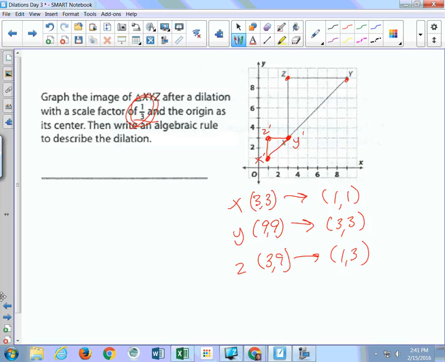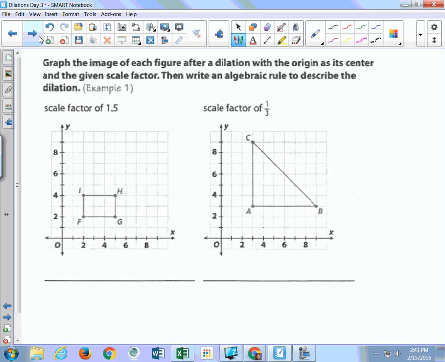Okay. Third part of this is to write the algebraic rule. That's x, y arrow, and then plug in your scale factor times the x and the y. So it is 1/3 x and 1/3 y. All right. We good up to this point? Pretty easy.